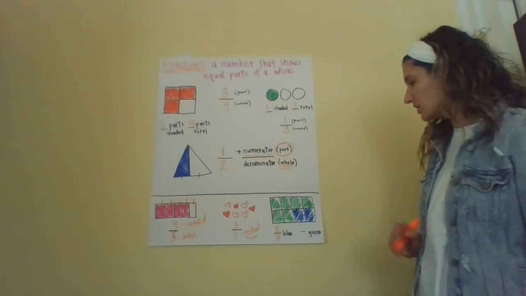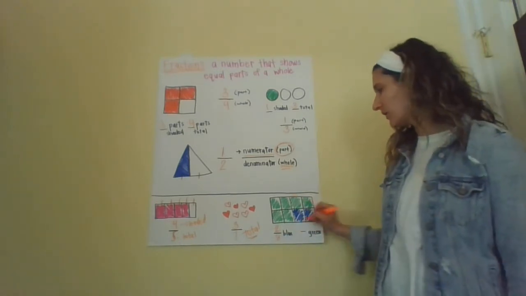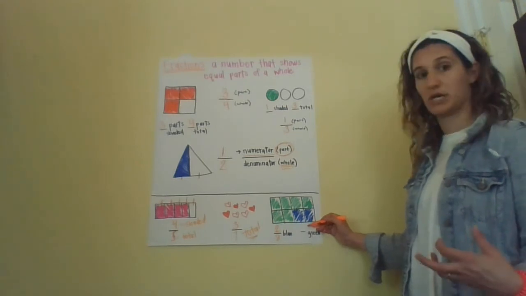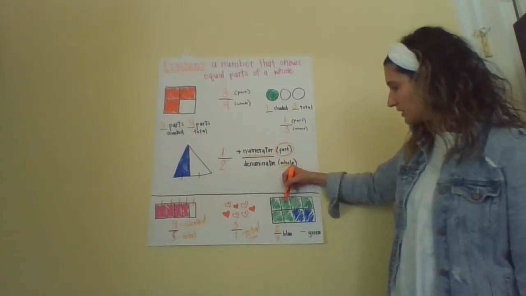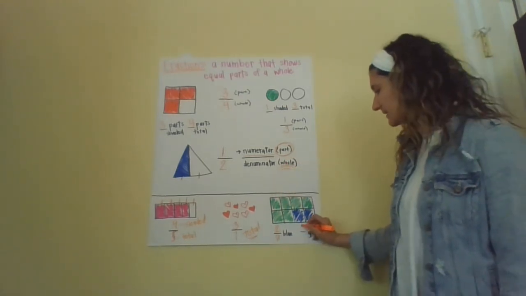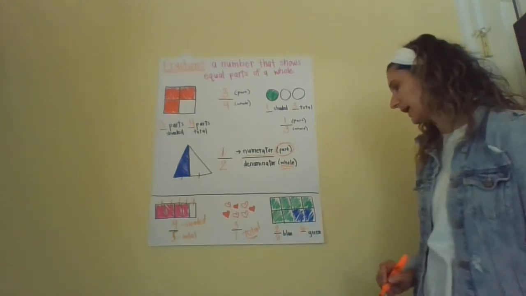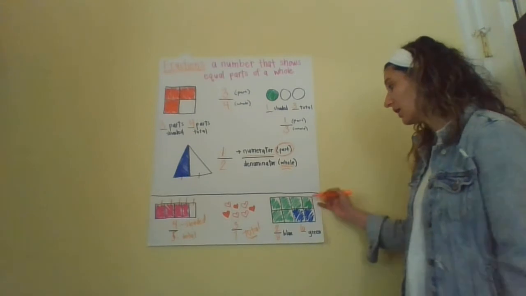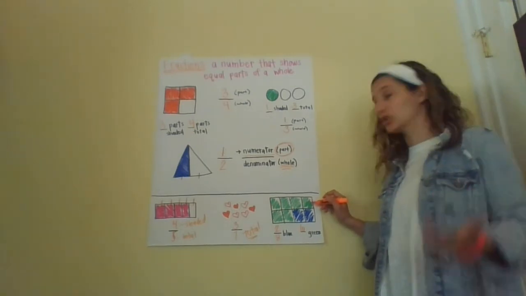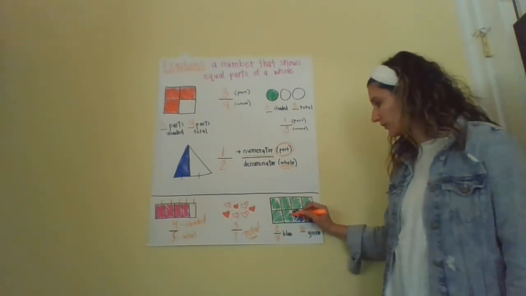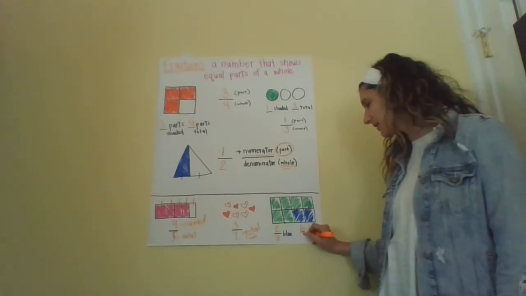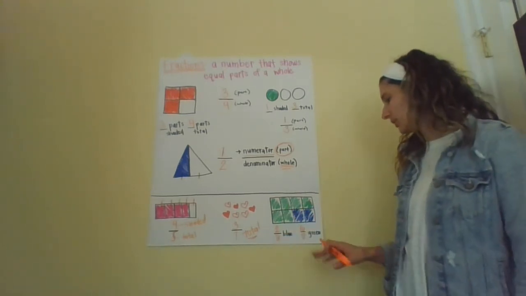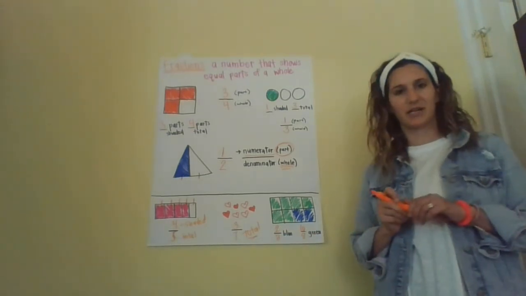Let's double check that. So here it wants to know the fraction of this rectangle that's green. On top, we have to count our green shaded squares. 1, 2, 3, 4, 5, 6. Okay, now the bottom is our denominator. How many total pieces are there? Well, we're working with the same shape, so it should be 8. 1, 2, 3, 4, 5, 6, 7, 8. Okay, we have 2/8 are blue and 6/8 are green.